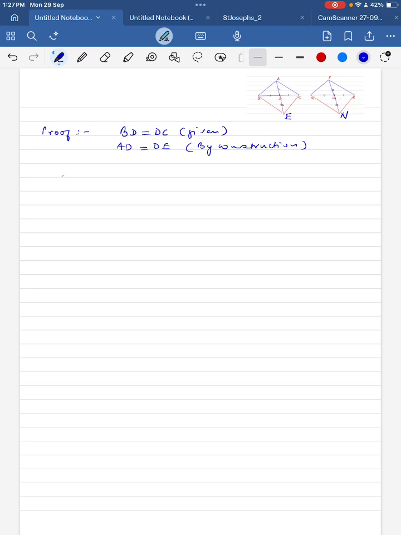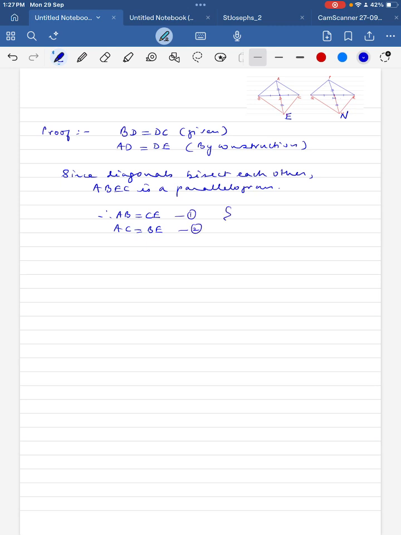Now, since diagonals bisect each other, ABEC is a parallelogram. Okay, so therefore we know that AB is equal to CE and AC is equal to BE. Let me mark these as 1 and 2. Why are they equal though? Because opposite sides of a parallelogram are equal.